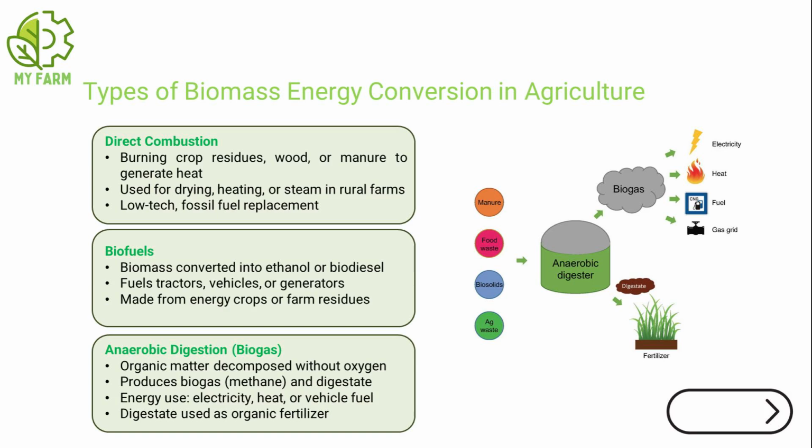Biogas can be used for electricity generation through gas-powered generators, for heating in greenhouses and animal housing, or as fuel for farm machinery. The material that remains after digestion, known as digestate, is a nutrient-rich organic fertilizer that can improve soil structure, increase nutrient availability, and reduce the need for synthetic fertilizers.